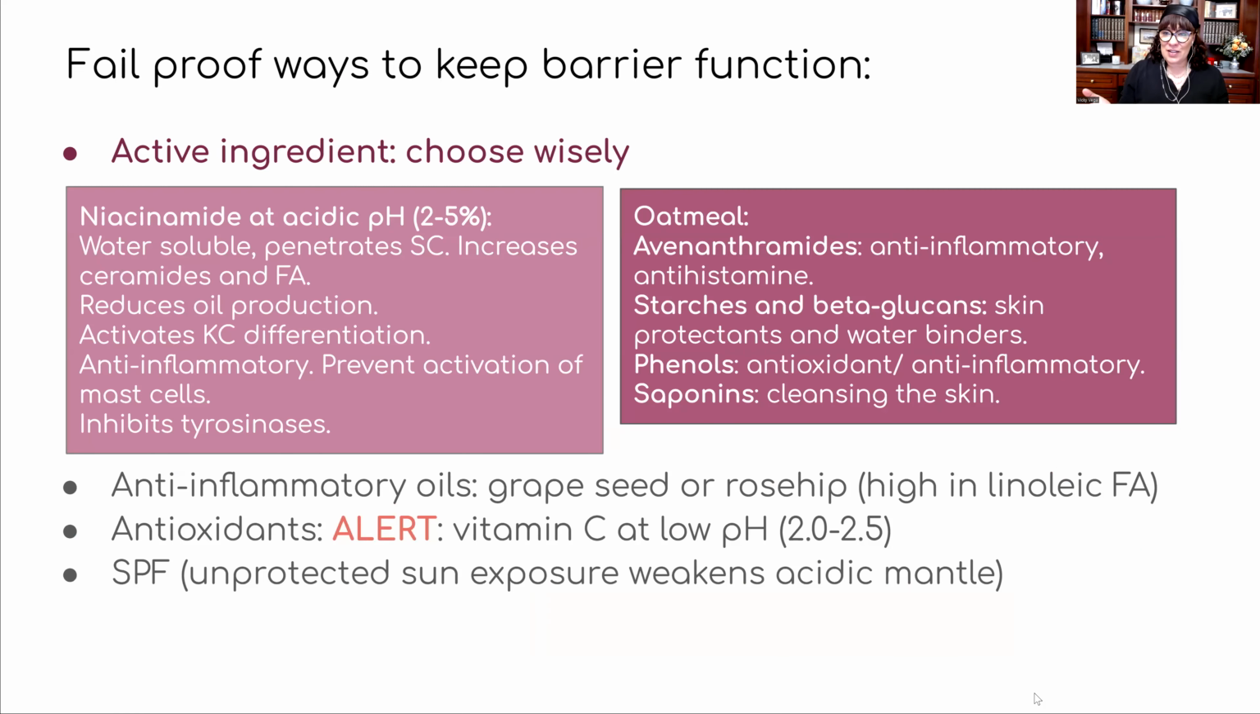The final thing, on this fail-proof way to keep your barrier function, is to select your active ingredients. Choose wisely. So know your skin, know how your skin reacts to certain ingredients. As I say, niacinamide is at an acidic pH. 2% is enough for your skin if you don't have any major skin condition. 5% tends to be kind of risky. More than 5% is clinically relevant, commercially beautiful.